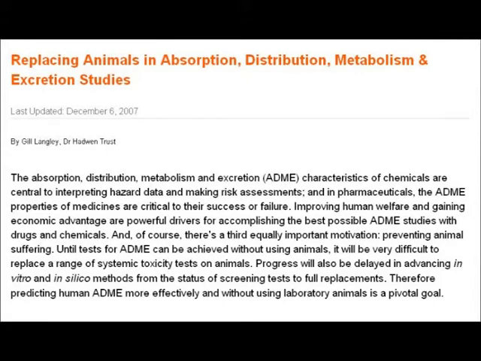It goes on, "Until tests for ADMER can be achieved without using animals," that is debatable whether they can be achieved using animals now of course, "it will be very difficult to replace a range of systemic toxicity tests on animals. Progress will also be delayed in advancing in vitro and in silico methods from the status of screening tests to full replacements. Therefore, predicting human ADMER more effectively and without using laboratory animals is a pivotal goal."